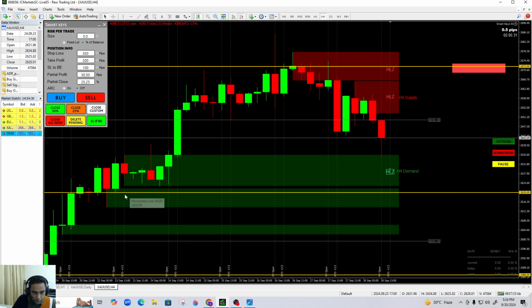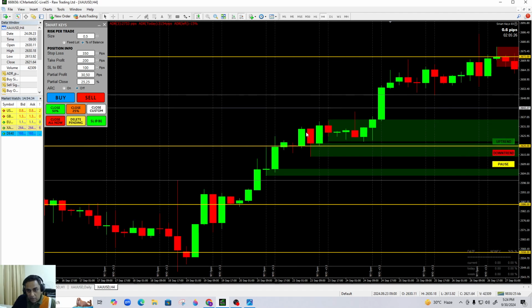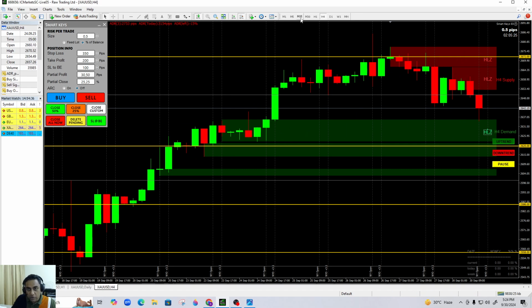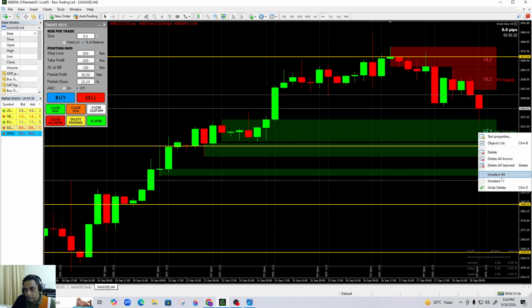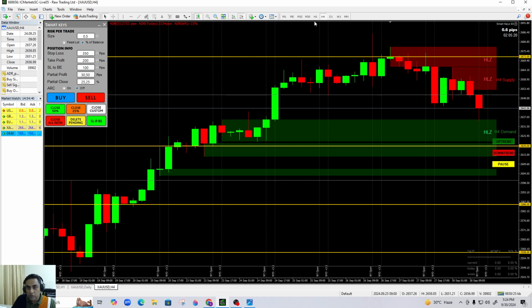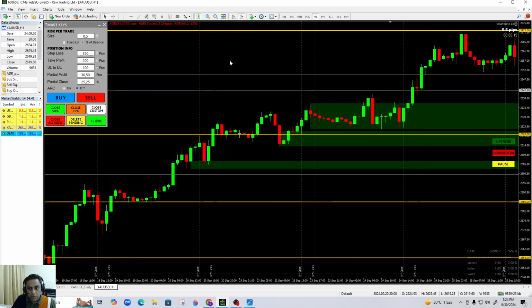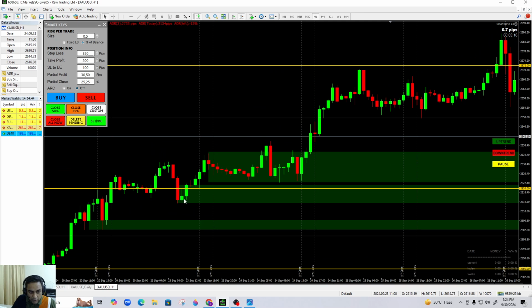Here, okay? Did this take out anything on the left? Let's go down to the H1 and check. Yeah, so this move took out this supply. There was supply right here, right? There was supply right here, and this move took out that. So this too is a high liquidity zone.